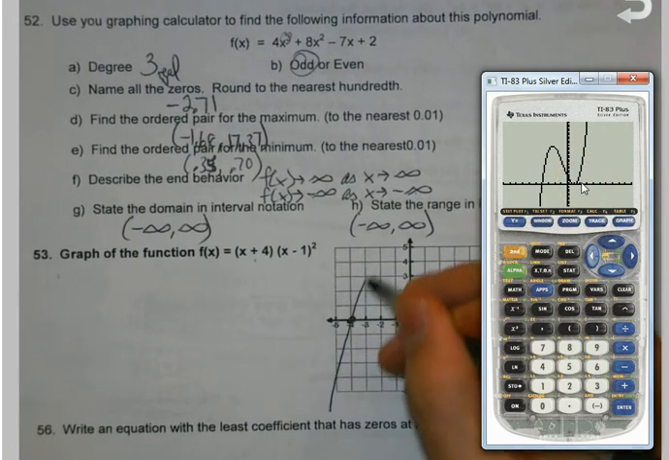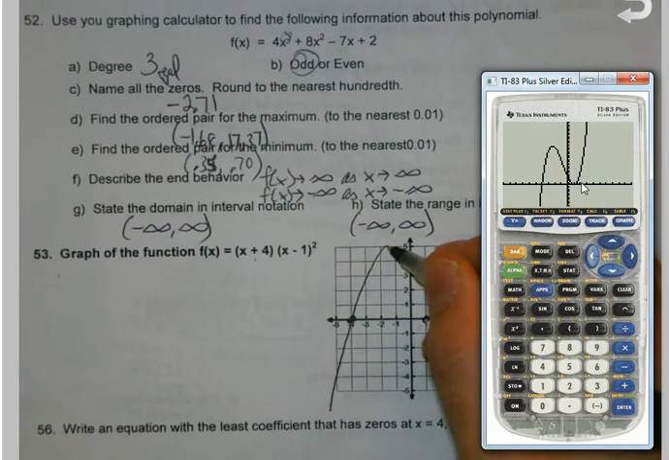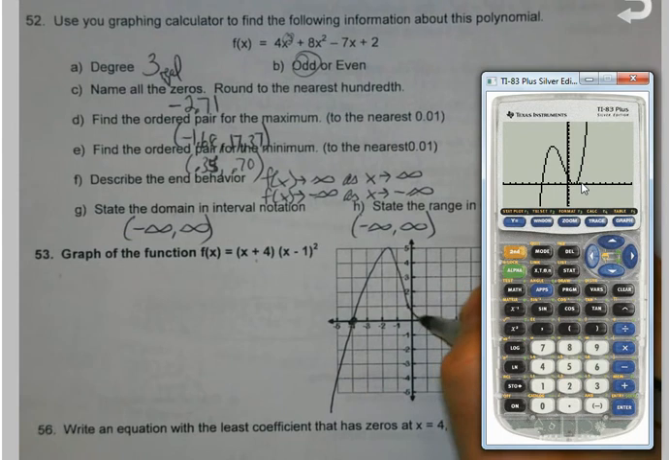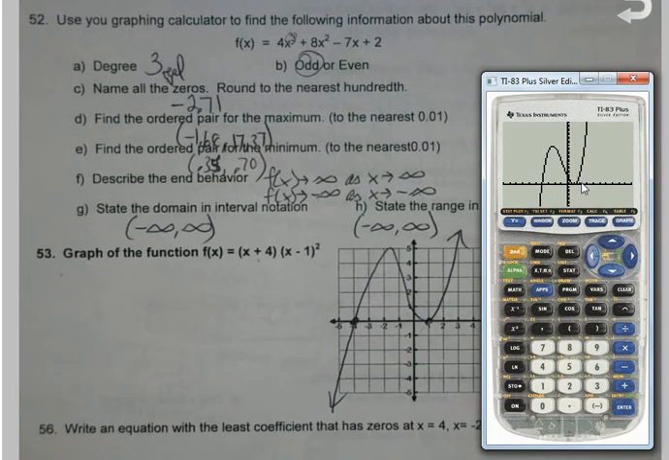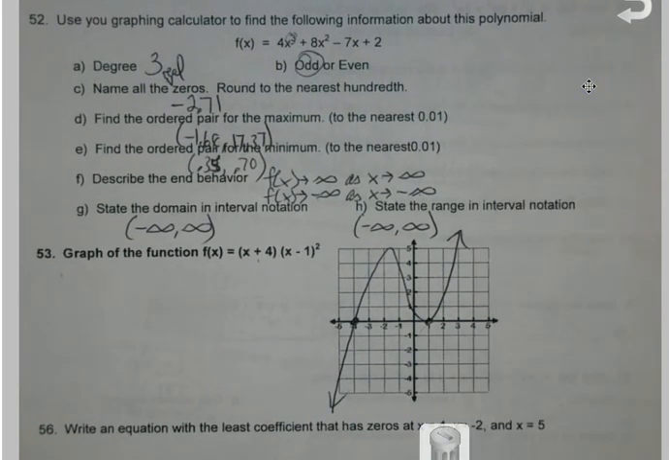So I come up, go down, I bump, and I go back up again. And again, we're just looking for approximate, showing me that you know the squared means it's a double bump, it's a double root, and going from there.